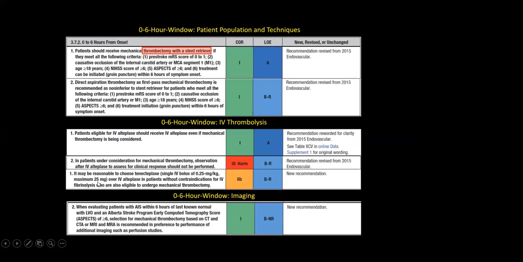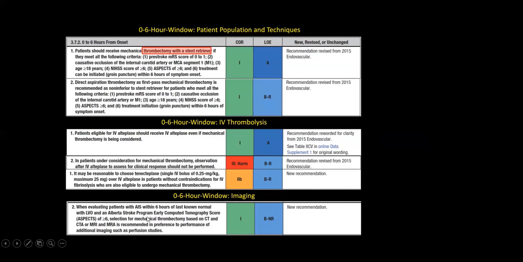Interestingly, it may be reasonable to choose tenecteplase over IV alteplase in patients without contraindication to IV fibrinolysis who are also eligible to undergo mechanical thrombectomy, which is 2B evidence. But I think Dr. Sheila will talk about it later. There is a newer study coming out recently showing that tenecteplase can also be given to patients if IV alteplase is not available.